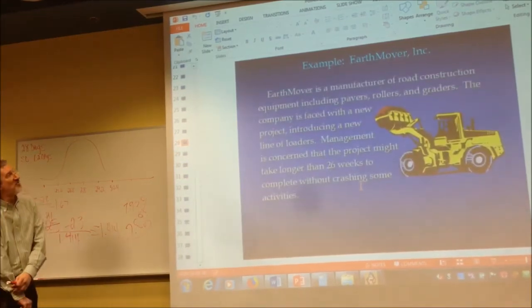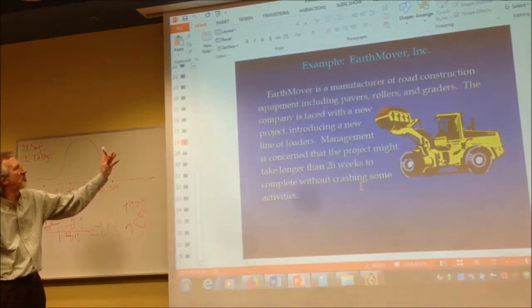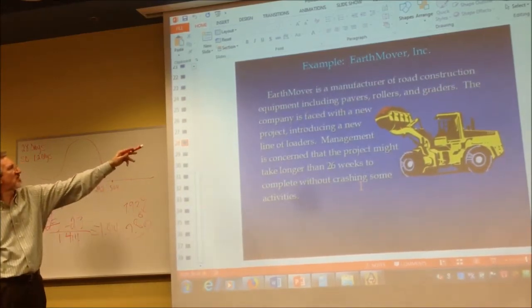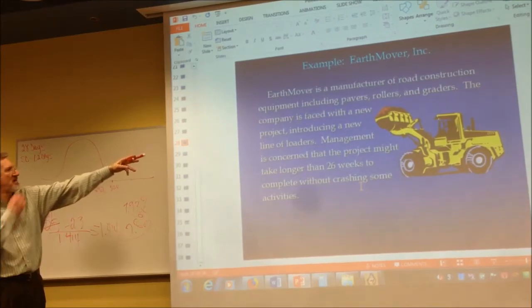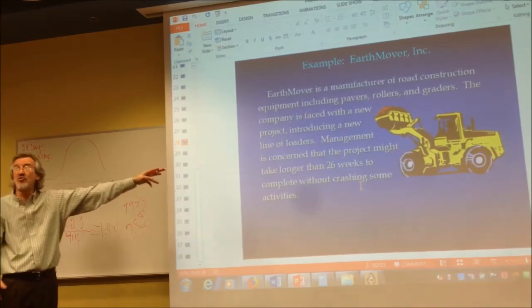You're working for this earth moving company. You've been handed this project. It's a new loader, right? The company manufactures road construction equipment: pavers, rollers, graders. The company's faced with this new project, a new line of loaders.